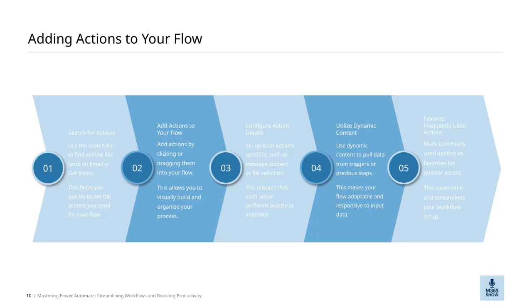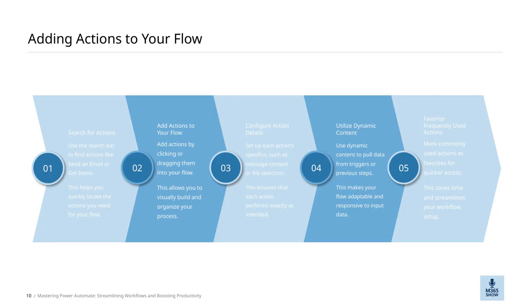First, you can use the search bar to find specific actions like send an email or get items. This makes it quick and easy to locate exactly what you need, saving you time. Once you've found your action, you can add it by clicking or dragging it into your flow. This visual approach helps you build and organize your workflow more intuitively.